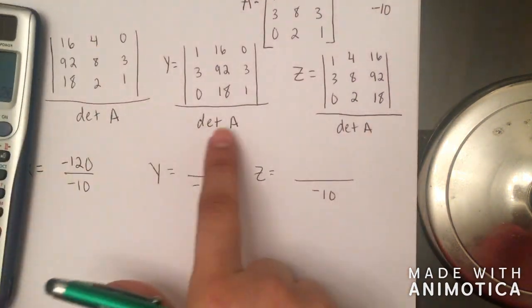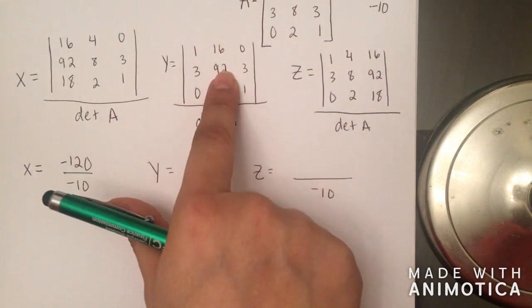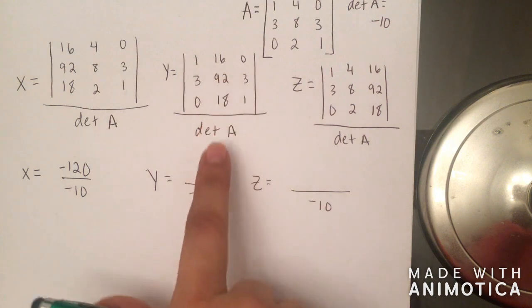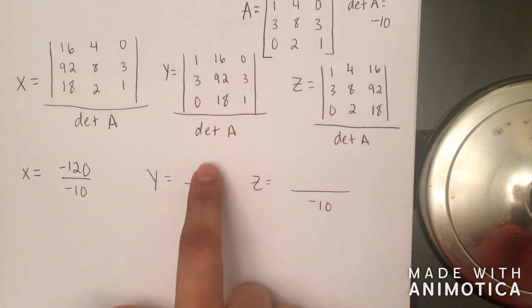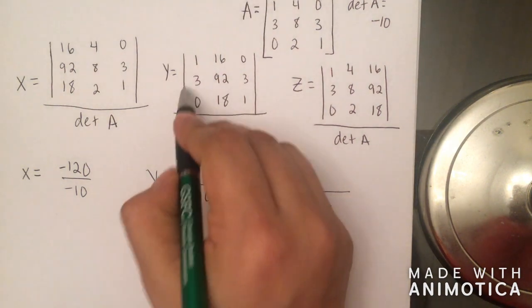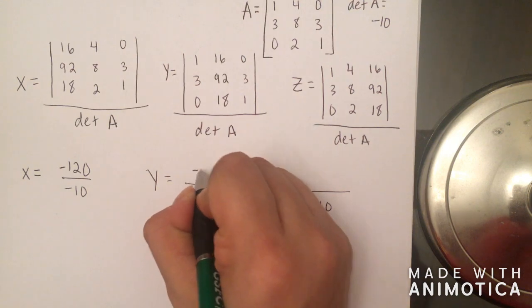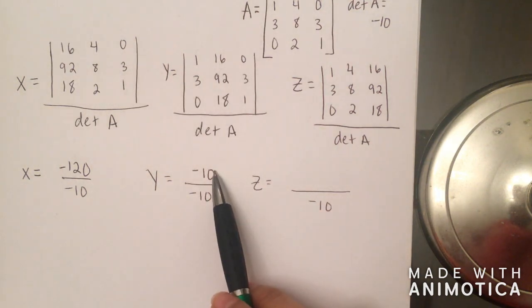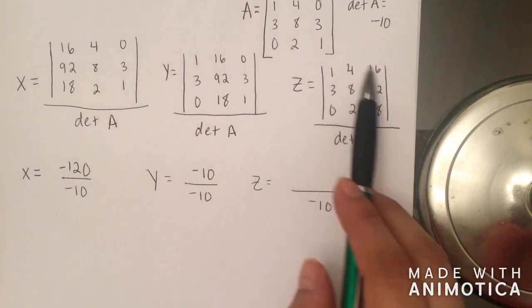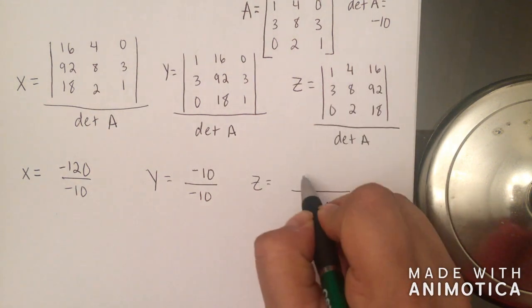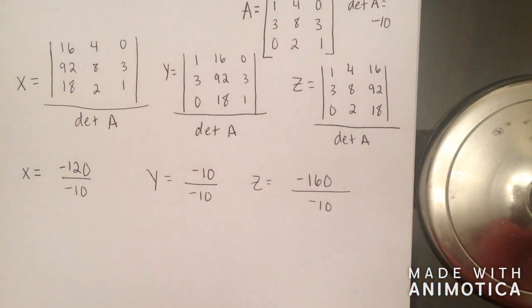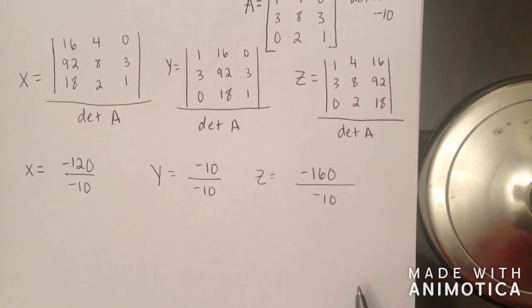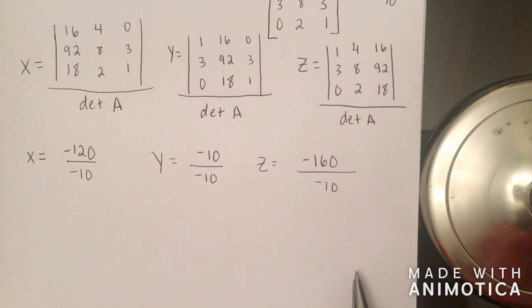You will do the same thing to find the determinant of this numerator for y and this numerator for z. I'm going to tell you what I got. For this part, I got a negative 10. You may want to work it out yourself to make sure you also get negative 10. And for this determinant, I get negative 160. You may also want to work this one by hand and make sure you get that 160. If not, let me know so that I can help you.